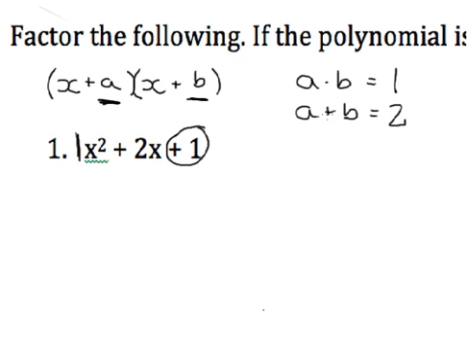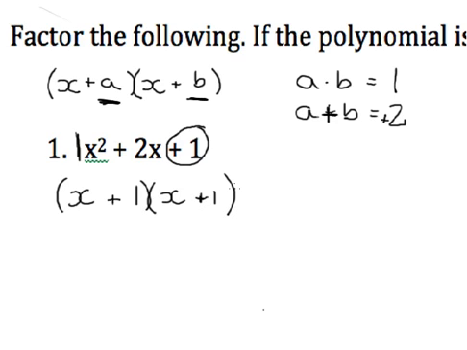So this is the sort of detective work that we need to do to figure out what a and b are. Now in this case it's fairly straightforward. Two numbers that add together to give 2 and multiply together to give 1 must be 1 and 1. They must both be positive, because when we add them we get plus 2, because this is a plus 2x. So we know that the factored form here is most likely going to be x plus 1, x plus 1.